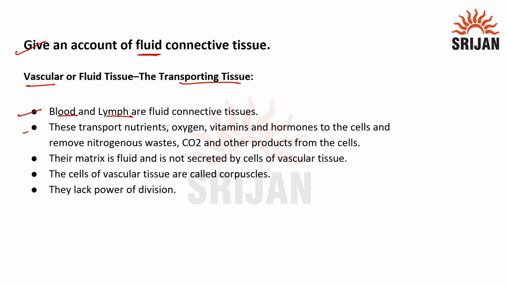This blood and lymph together are going to transport nutrients, oxygen, vitamins, hormones to the cell, and they will remove the nitrogenous waste, carbon dioxide and other products from the cell. Now their matrix is going to be fluid, and this fluid matrix will not be secreted by the vascular tissue. The cells of the vascular tissue that are present are called corpuscles, that is red corpuscles, white blood corpuscles and platelets. The most important thing about them is that they lack the power of division. They cannot divide on their own.